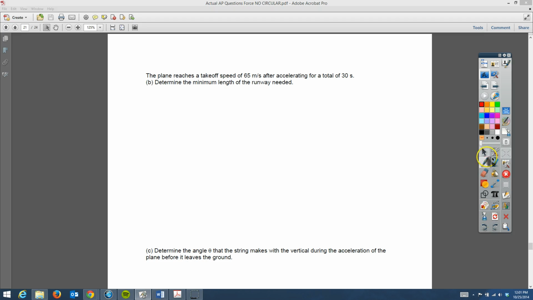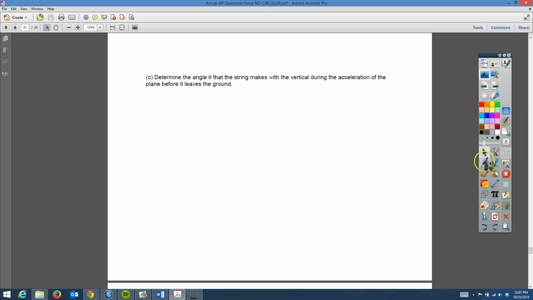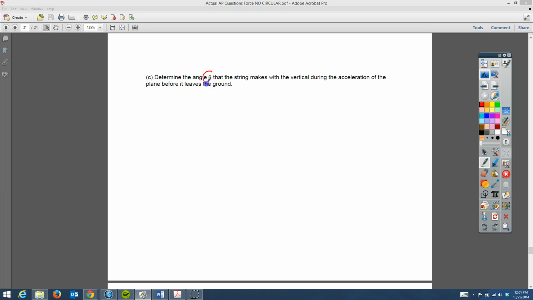So the plane is still very, very horizontal. It's not nose up or anything. It's just traveling along the ground. They want us to figure out what is the angle that the string makes with the vertical.